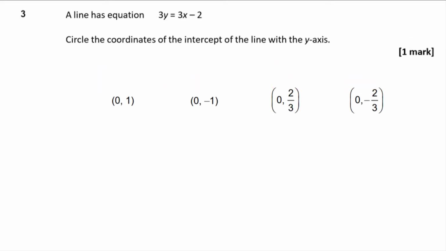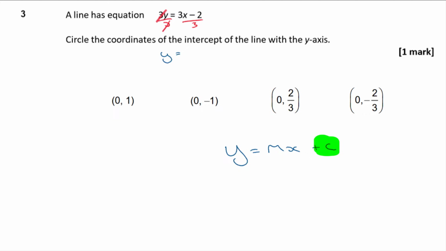Question 3, a line has equation 3y equals 3x minus 2. Circle the coordinates of the intercept of the line with the y-axis. Well, the y-intercept is the value of c, and the value of c occurs here at the end of a linear equation, okay, when it's in the form y equals mx plus c. Now, this is not in the form y equals mx plus c because I've got a 3y in front of it. But if I divided both sides by 3, okay, then that's going to cancel with that, and it's going to leave me with y.